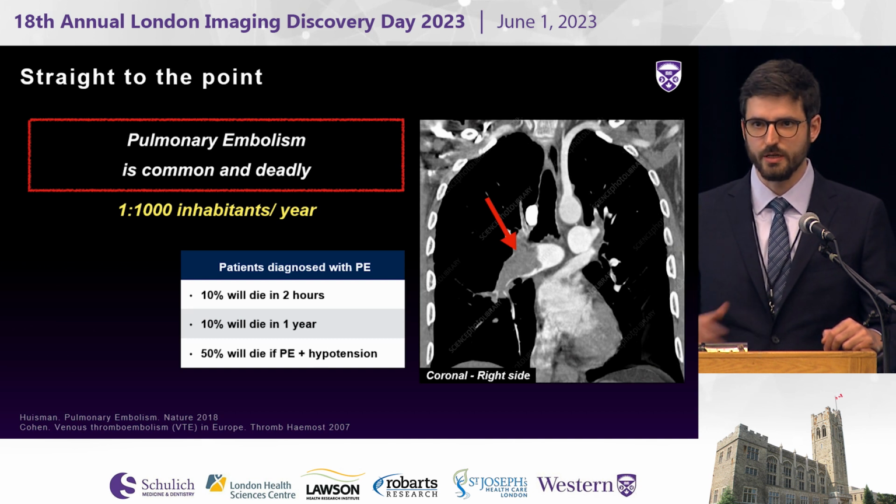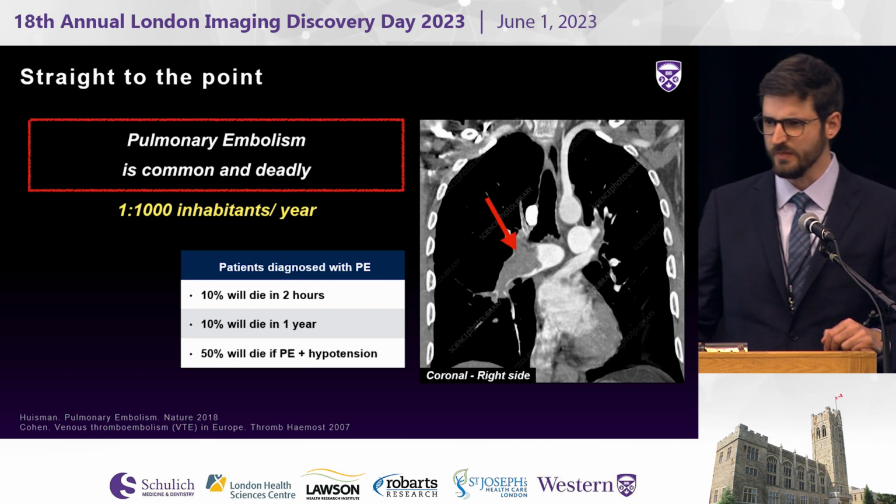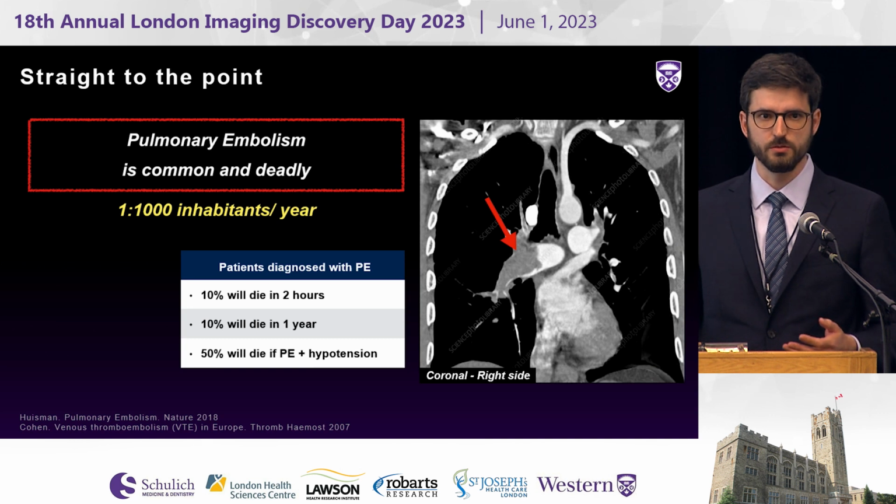10% of these patients will die right away, in the first 2 hours. 10% of patients will die in the first year. And 50% of patients who have PE plus hypotension will die.